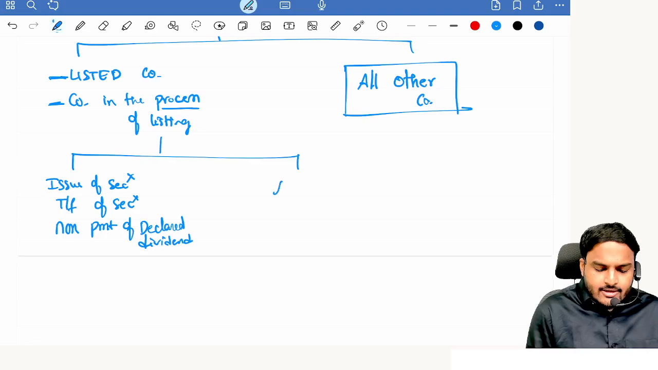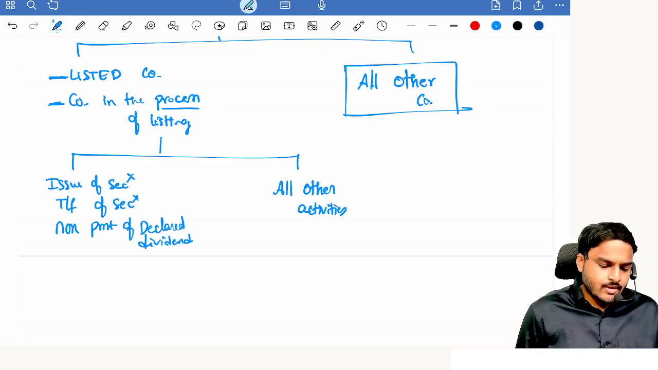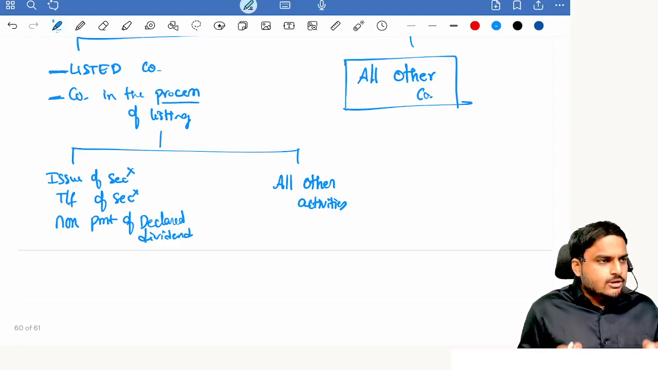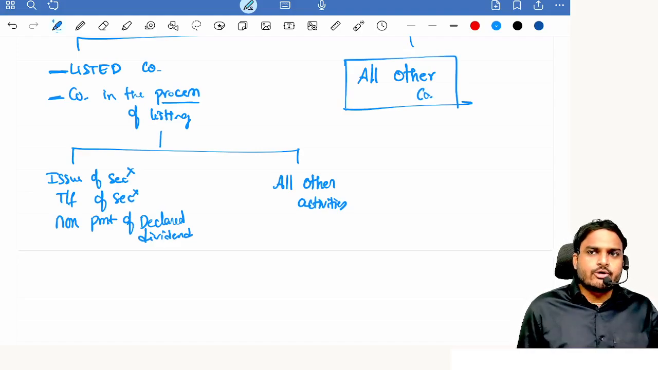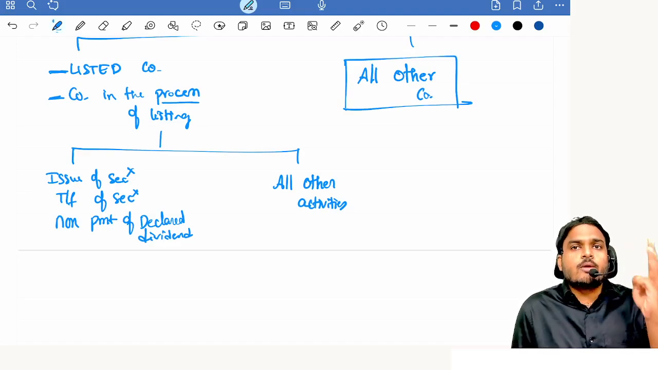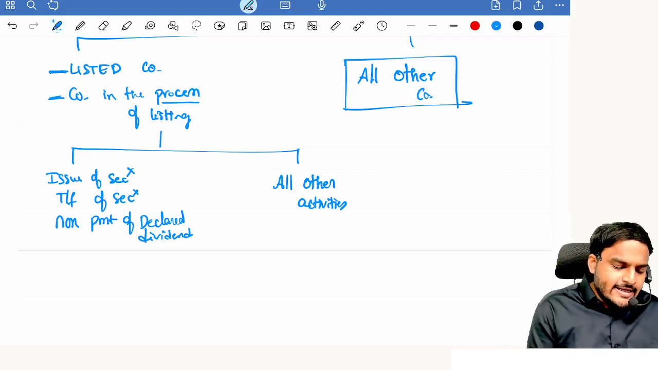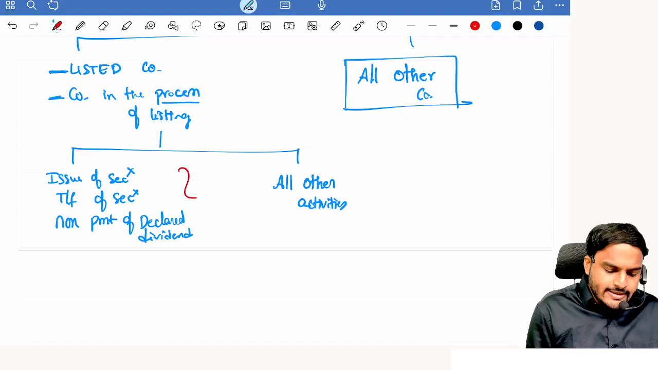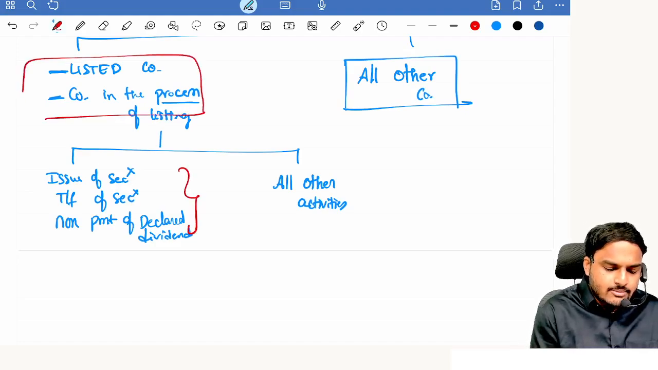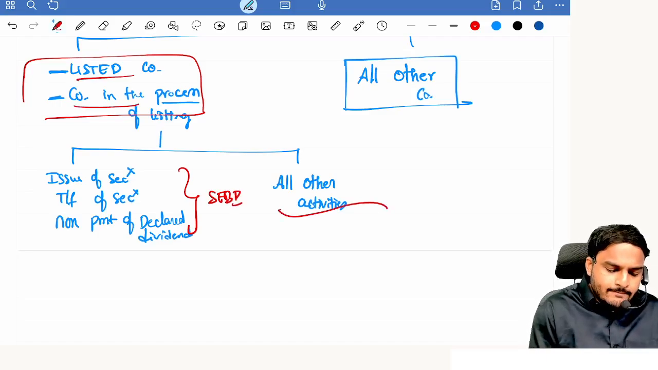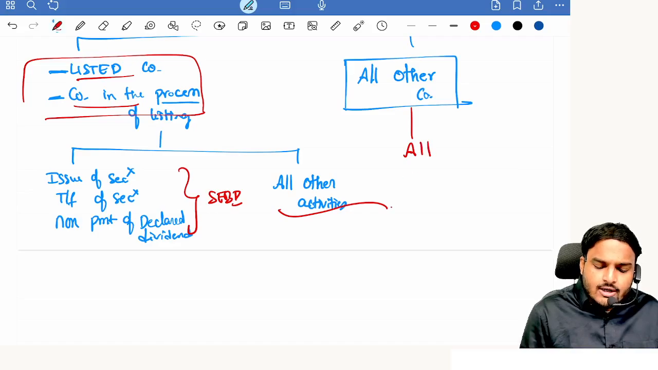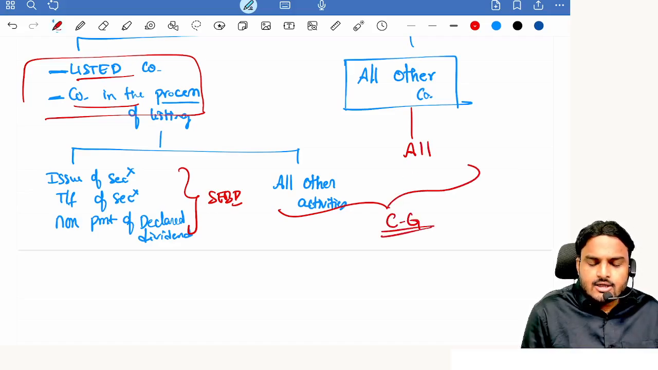And second category, all other activities. Now if you observe carefully, in listed companies and companies in the process of listing, three activities, namely issue of securities, transfer of securities, and non-payment of declared dividend, will be taken care of by SEBI. So who will take care of all these activities in these two companies? Come on, tell me. SEBI. Whereas all other activities of these two companies and all activities of all other companies are regulated by the central government.